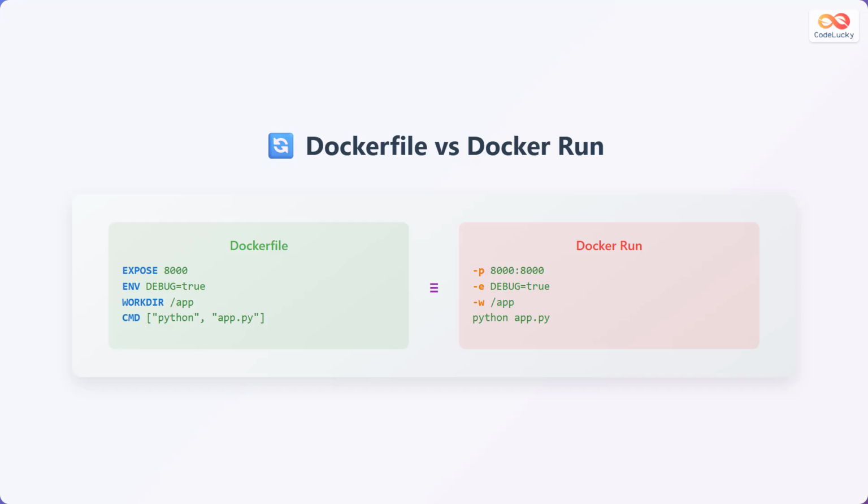In a Dockerfile, you can use the WORKDIR command to set the working directory. In Docker Run, you can use the -w flag. In a Dockerfile, you can use the CMD instruction to specify the command that should be run. In Docker Run, you simply specify the command.